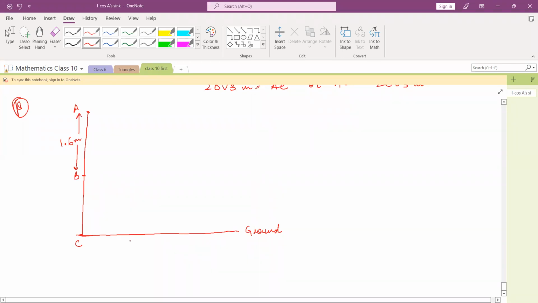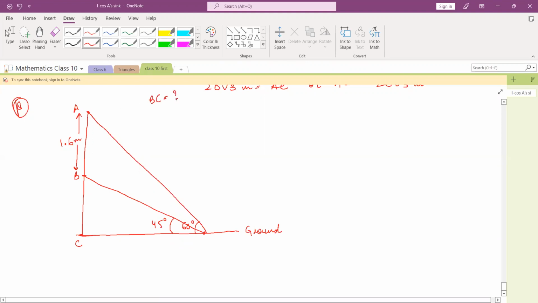From a point on the ground, the angle of elevation of the top of the statue is 60 degrees. So take any point here on the ground. Now look at the top of the statue. So this angle is 60 degrees, the angle of elevation. And from the same point, the angle of elevation of the top of the pedestal is 45 degrees. So looking at the top of the pedestal, P, this angle becomes 45 degrees. Find the height of the pedestal. So this time you have to find BC, right?